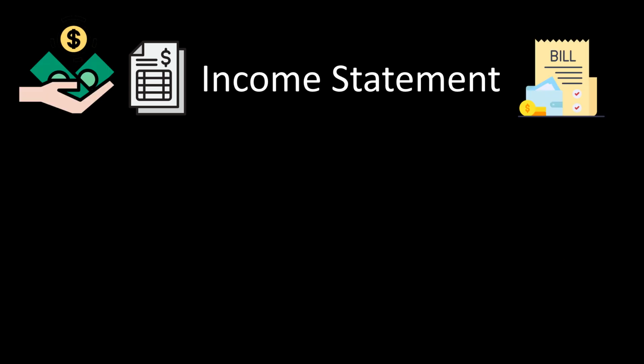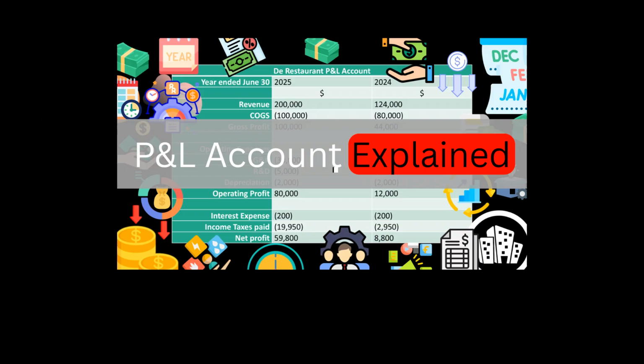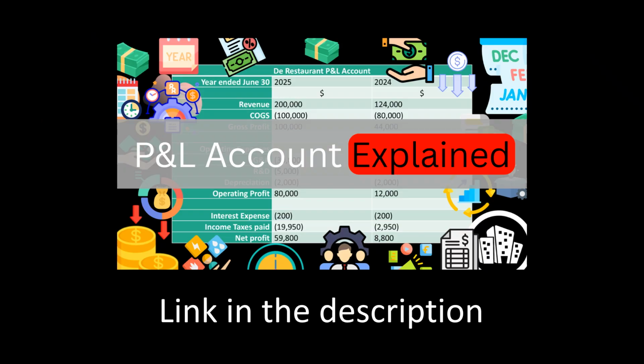The income statement records the revenue and expenses to see if a business turned a profit or a loss. The Investopedia definition says the method records revenue and expenses, so put 2 and 2 together. I've made a video explaining the income statement, called PL Account Explained. If you're open-minded enough to dig deeper, the link is in the description.